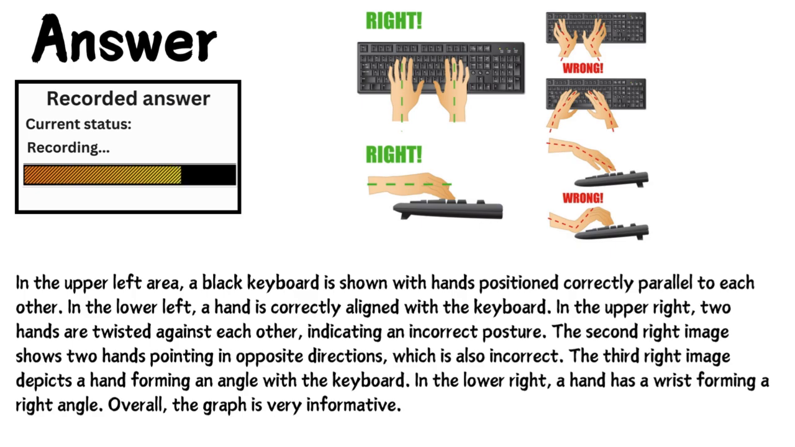The third right image depicts a hand forming an angle with the keyboard. In the lower right, a hand has a wrist forming a right angle. Overall, the graph is very informative.